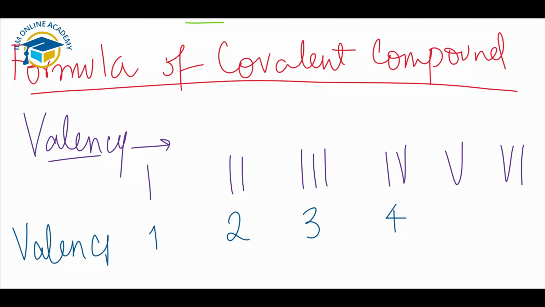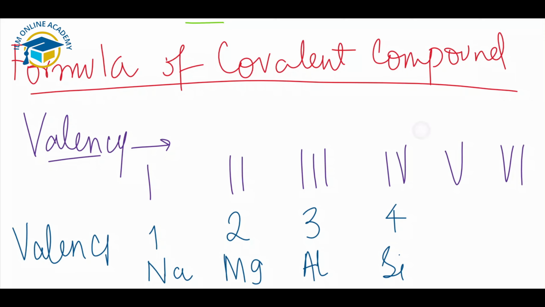In group 1 we have the element sodium, so the valency of sodium is 1. In group 2 we have magnesium. In group 3 we have aluminum, so the valency of aluminum is 3. In group 4 we have silicon. So for the elements present in groups 1 to 4, valency is the group number.